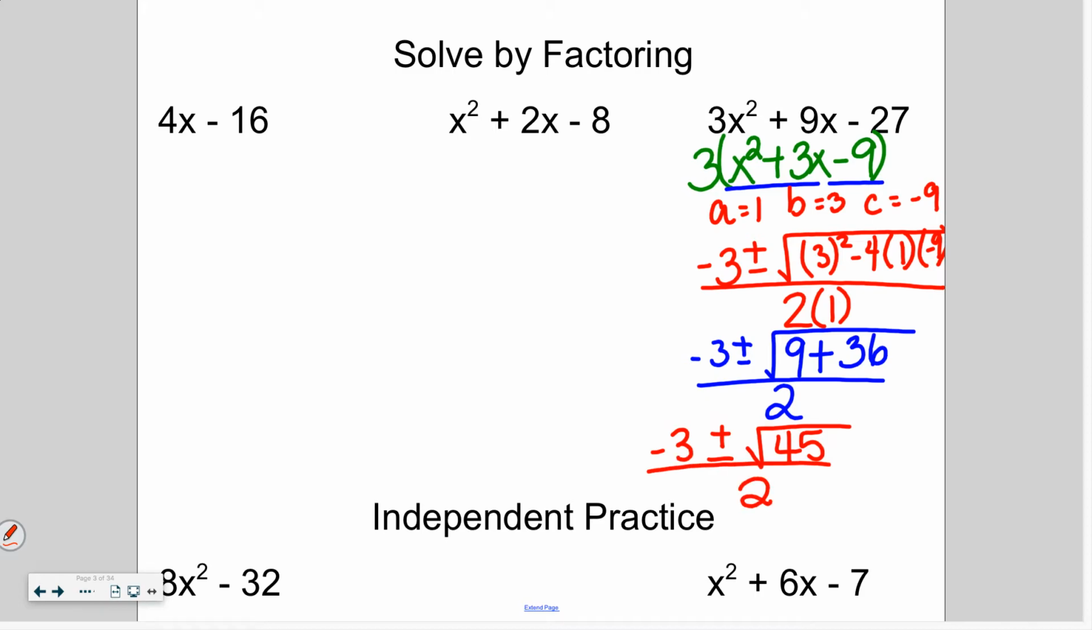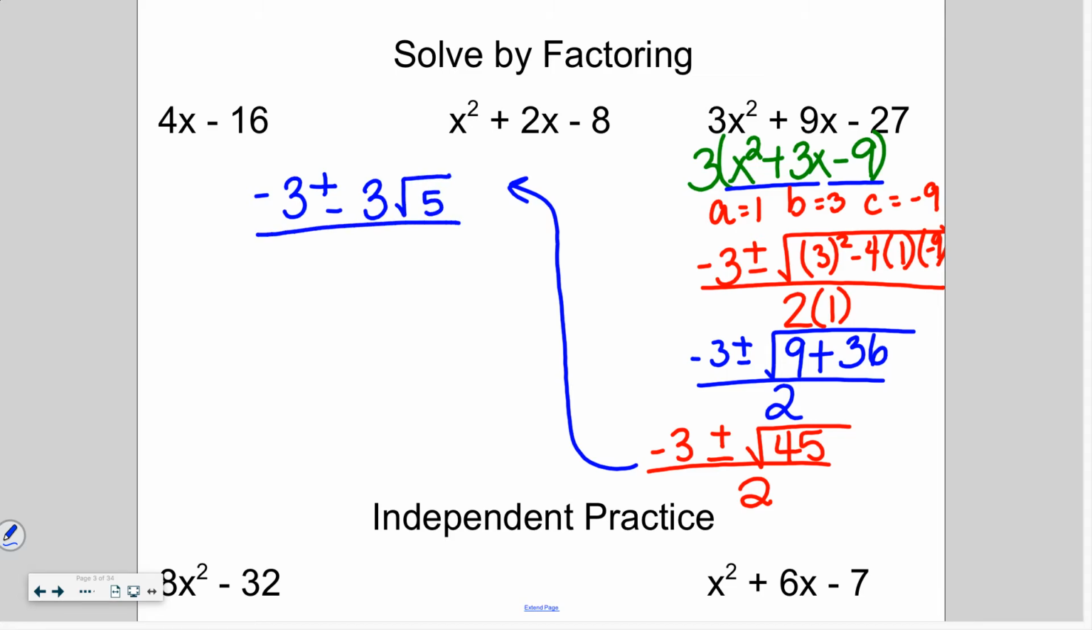So the square root of 45. Now, unless you know square roots really well, you need to put that in your calculator so you have the exact answer. This is how I'm continuing. You can write a little bit smaller so that way you have room. But negative 3 plus minus 3 square roots of 5 all over 2. And you can leave it that way.